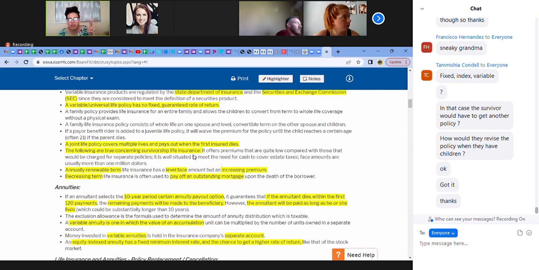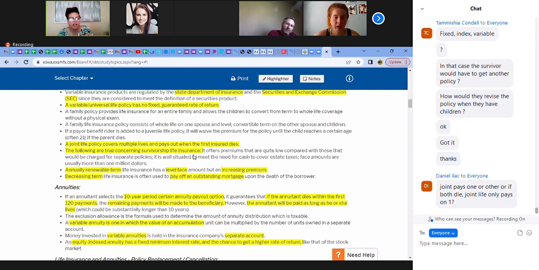So survivorship pays when the second person dies. The joint life pays when the first person dies. Let's see the question: joint pays one or the other, or if both die? Joint life only pays on one. Yes, joint life is only going to pay on one.